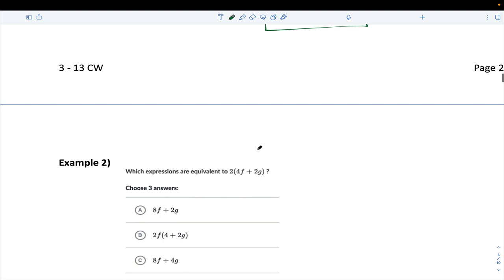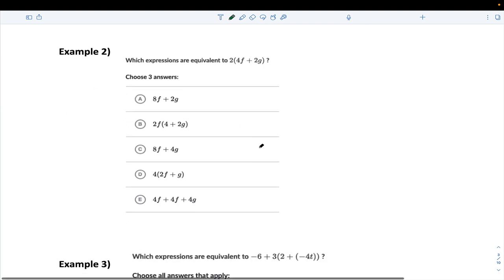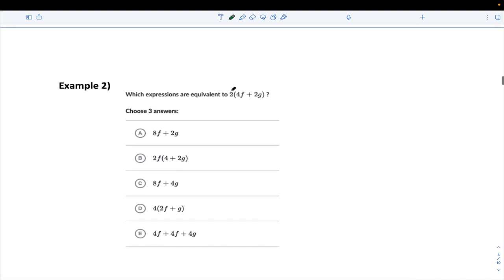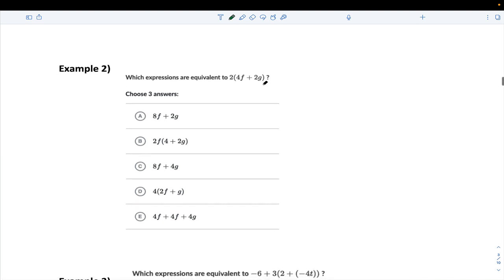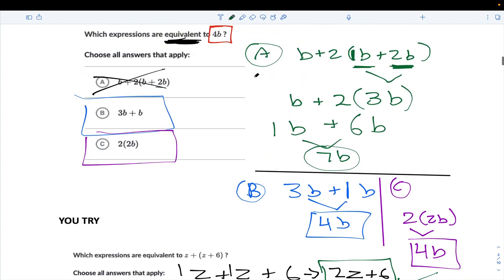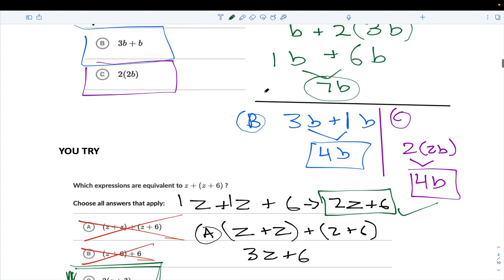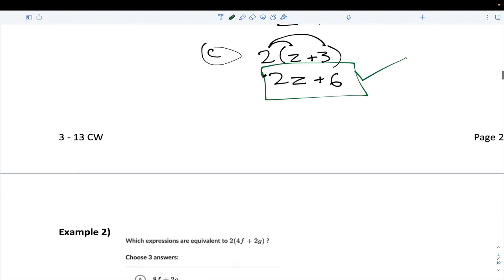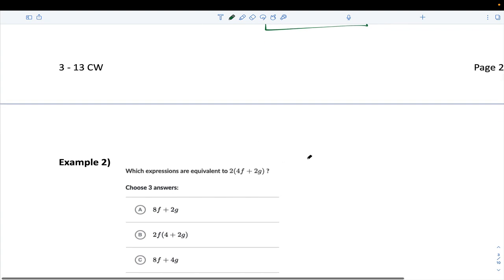Moving on. Example 2. This one looks a little bit funky, and I'm going to have you turn and talk after reading it to see what's kind of different about it. What expressions are equivalent to 2 times 4f plus 2g? Look at the first example and the you-try. You have z plus 6 and 4b. What is different about example 2? It's 2 times 4f plus 2g. Talk to your partner, 15 seconds. Go.